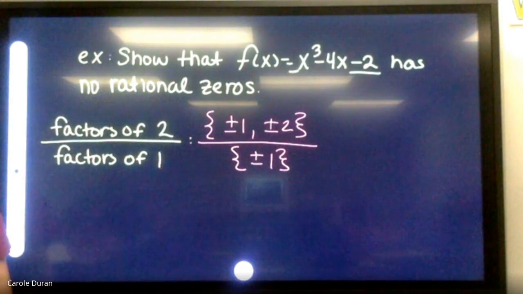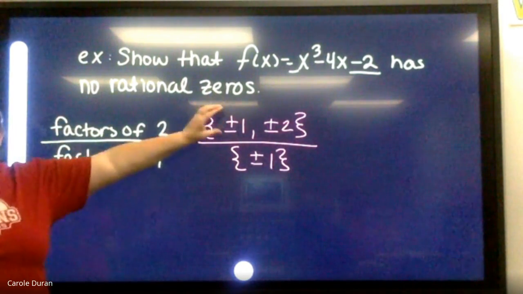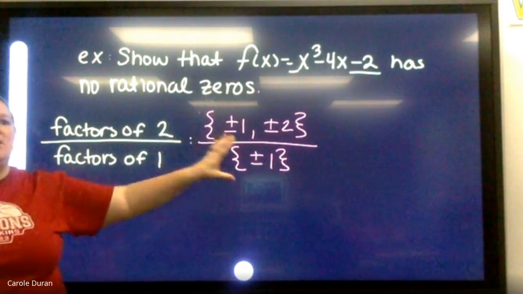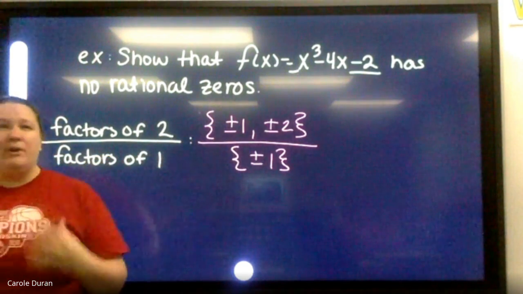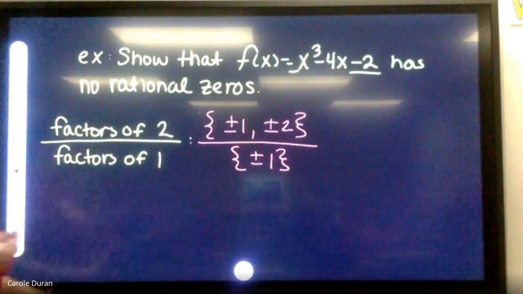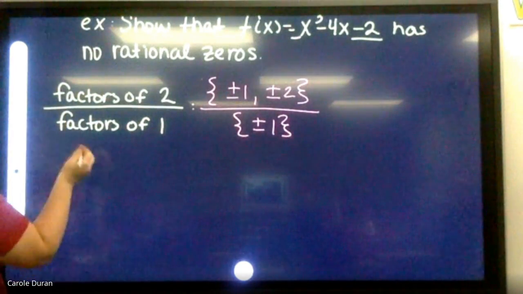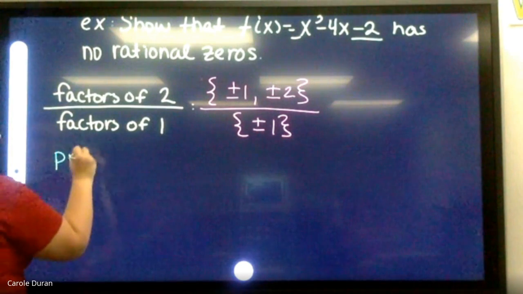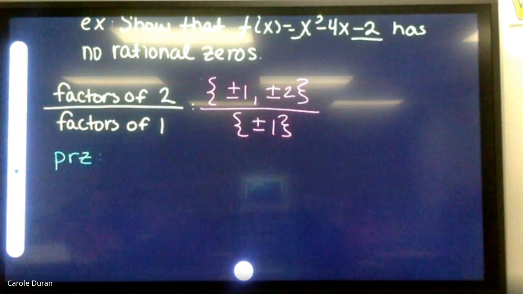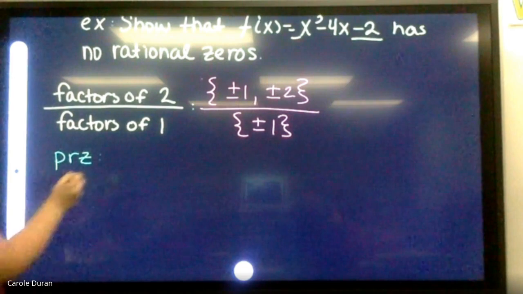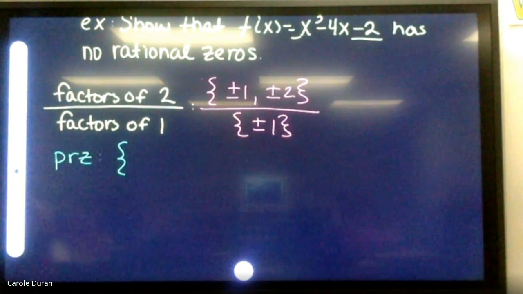So from here, I'm going to take each of these factors and multiply it by each of these factors. I chose this example because it's going to give us a very short list. So then my possible rational roots for that polynomial, I call it PRZ for possible rational zeros. I wish I had like 1,600 colors so I could color code this.